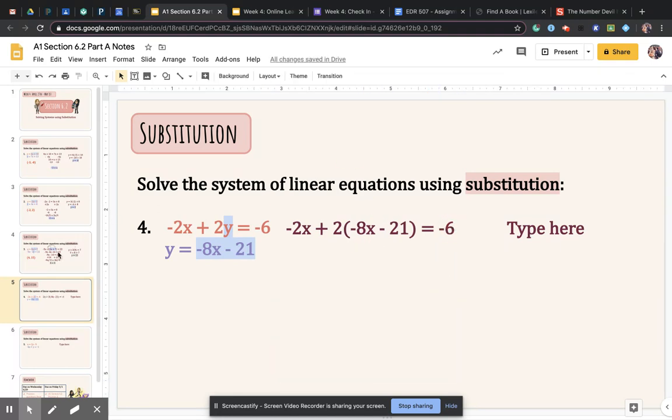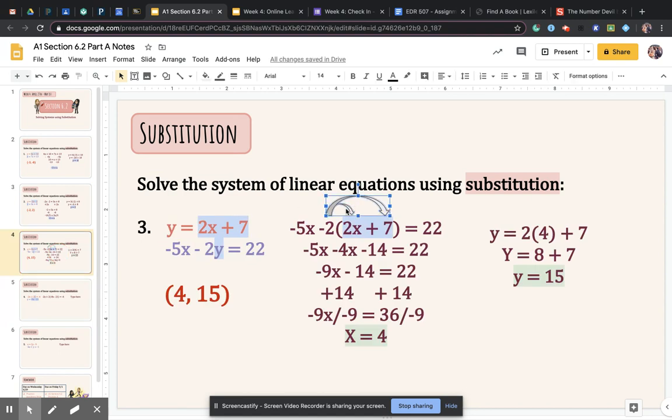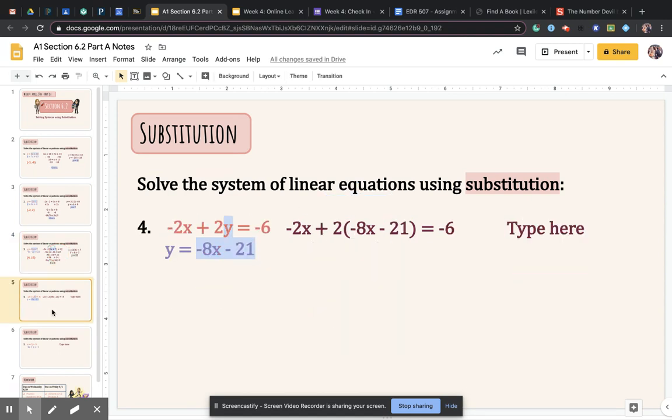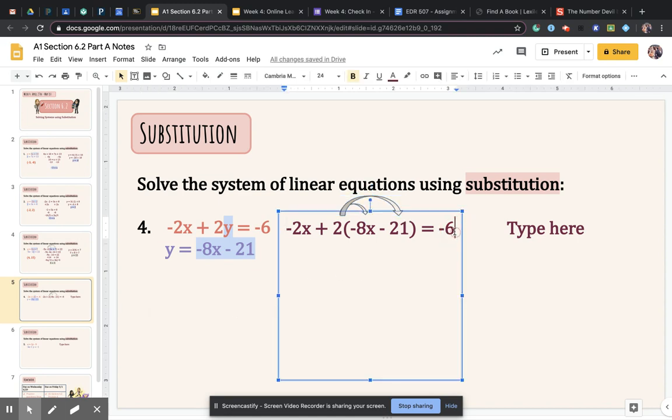Okay, so just like before, we are going to distribute the 2 to my two values. So when I do that, my negative 2x comes down. 2 times negative 8x is negative 16x. 2 times negative 21 is negative 42, which is equal to negative 6. I can combine like terms. Negative 2 minus 16 is negative 18x, minus 42 is equal to negative 6.